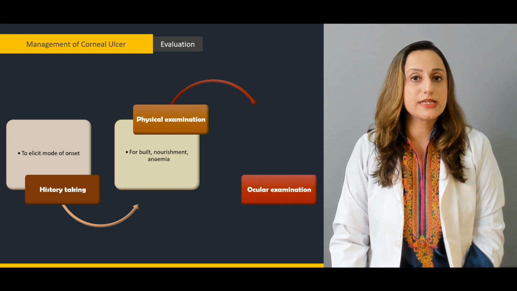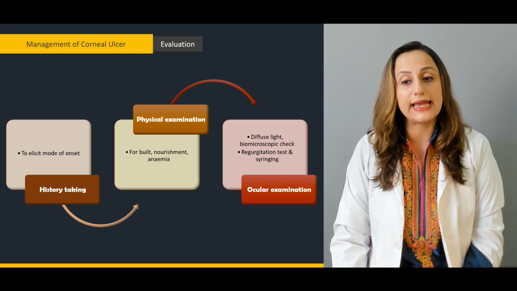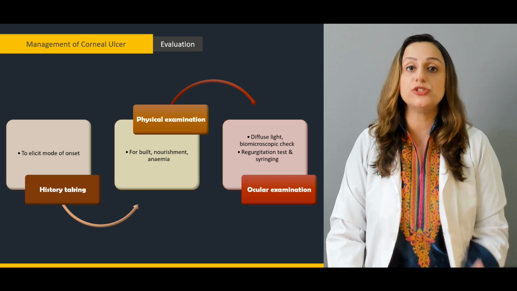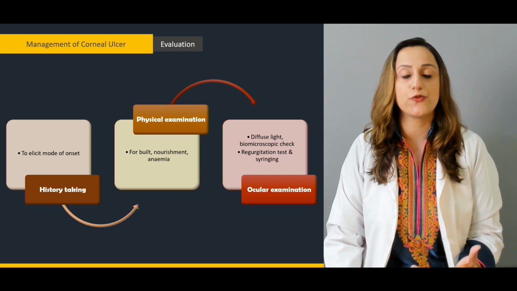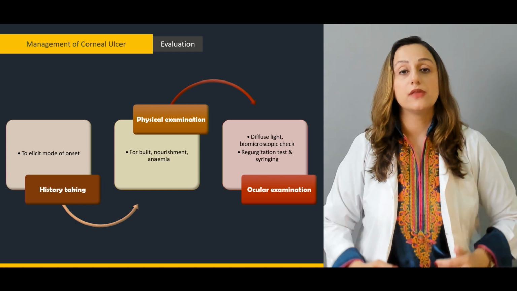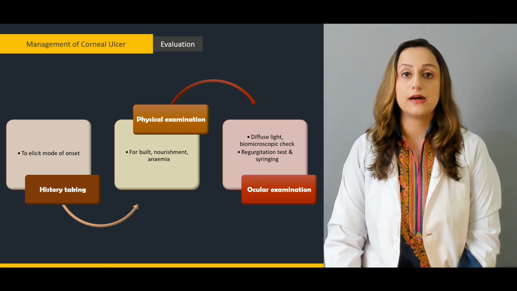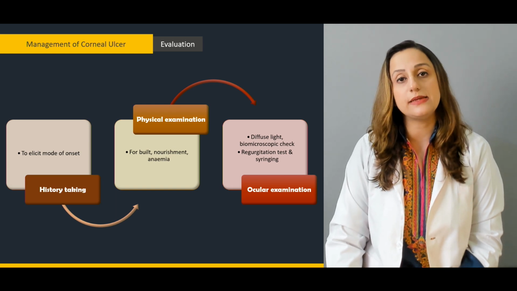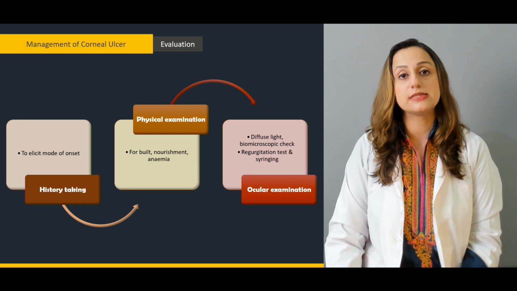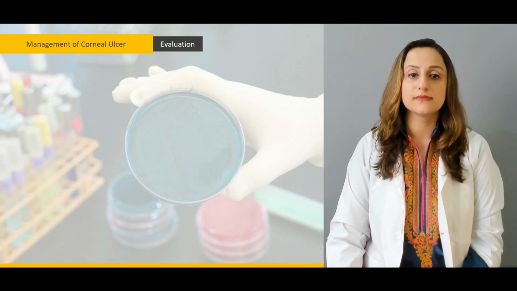Once you are done with the general physical examination, you're going to carry on with the ocular examination. There would be a diffuse light biomicroscopic check, a regurgitation test, as well as syringing. Now, why the syringing? Because you want to observe whether there is some sort of regurgitation along the nasolacrimal duct. That is going to be one of the etiological factors, dacryocystitis, which contributes towards the development of corneal ulcerations in individuals.